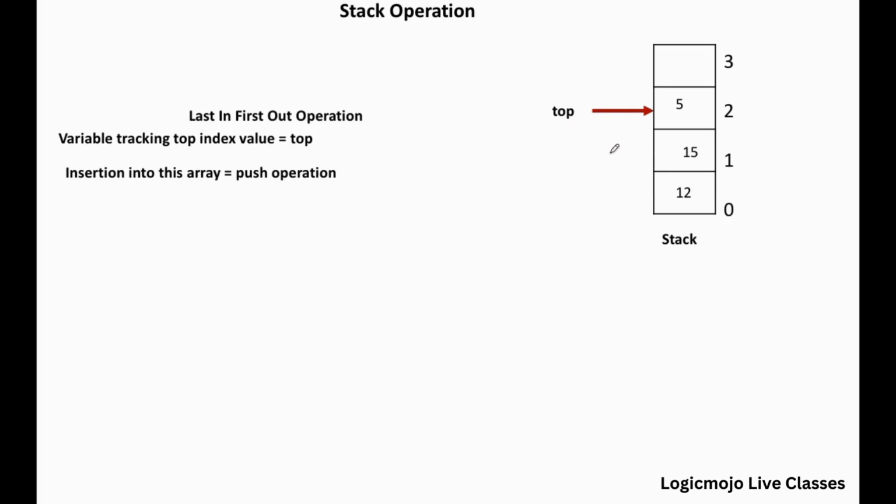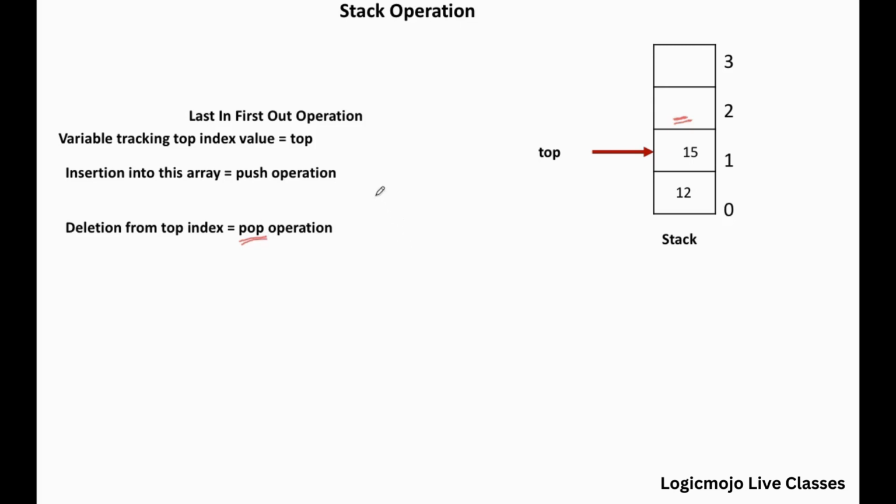Now similarly, let's see the delete operation in case of stack. So whenever we want to delete a particular number from the stack, we first take out the number from the top of the stack and then decrement this variable. So now this variable top is pointing at index 1. Previously it was pointing at index 2. So first we take out the number that is on the top of the stack and then we decrement the value of top. This is the delete operation that happens in case of stack, and in stack terminology we call it pop operation. So when we insert we call it push, and when we delete we call it pop, and both operations will take O(1) time.